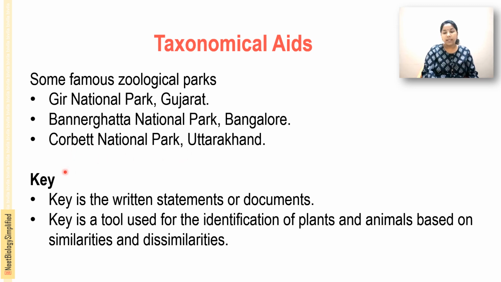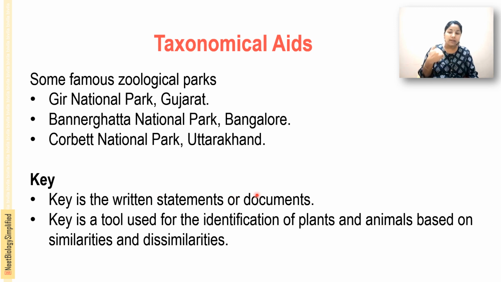Next one is a key. The next taxonomic aid is a key, and a key is actually a written statement or document. It is a tool used for the identification of plants and animals based on similarities and dissimilarities. That is, a key is a written statement or document.